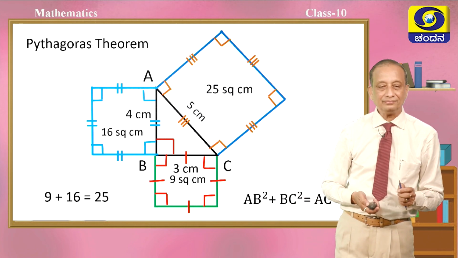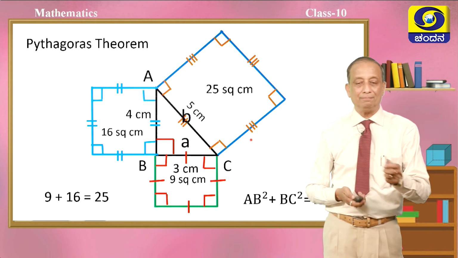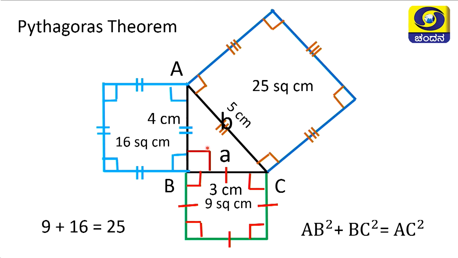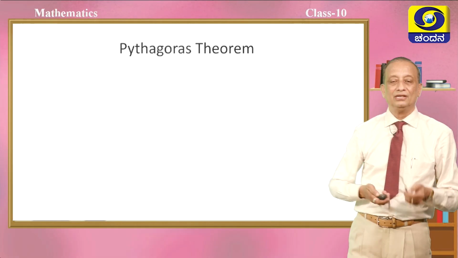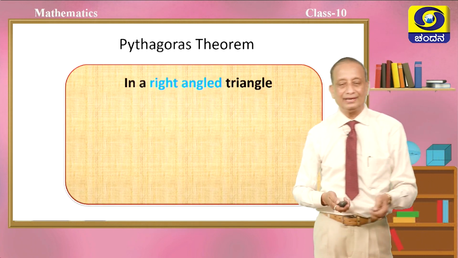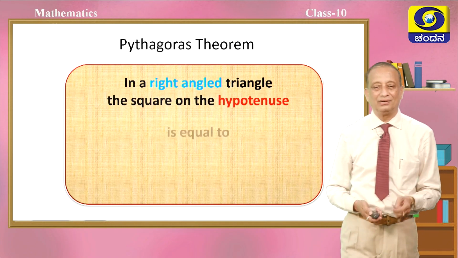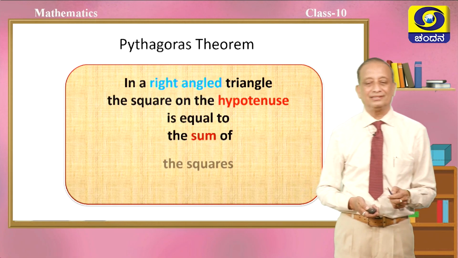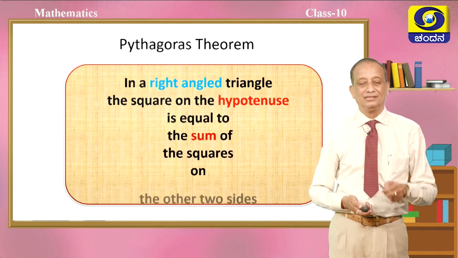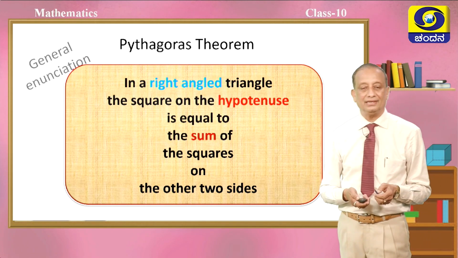Now, if you consider the sides as a, b, c in small letters, you can also write this as a square plus c square is equal to b square, children. So here is the general enunciation for Pythagoras theorem. In a right angle triangle, the square on the hypotenuse is equal to the sum of the squares on the other two sides. So this is the general enunciation for Pythagoras theorem.